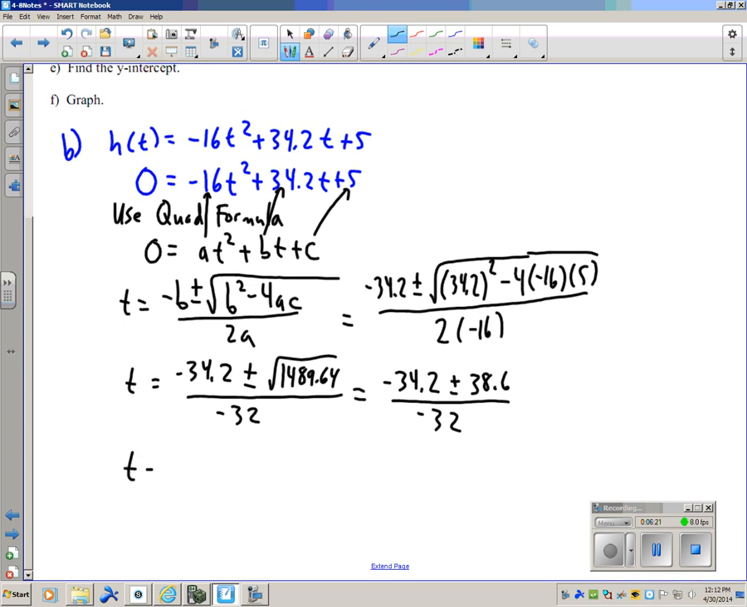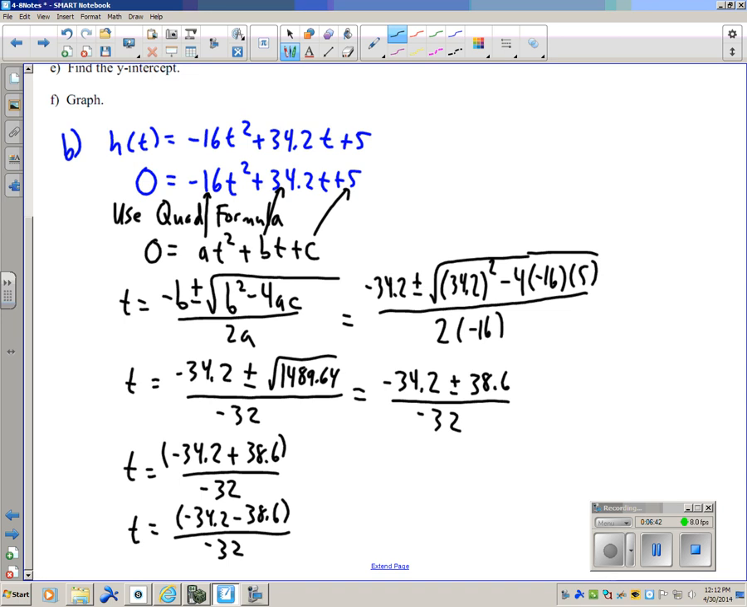So what I'm going to do is take negative 34.2 plus 38.6 divided by negative 32. If you want, you might want to put parentheses around that if you're going to do it at the same time. And then we've got another solution here: negative 34.2 minus 38.6 divided by negative 32. So let's find those two solutions.